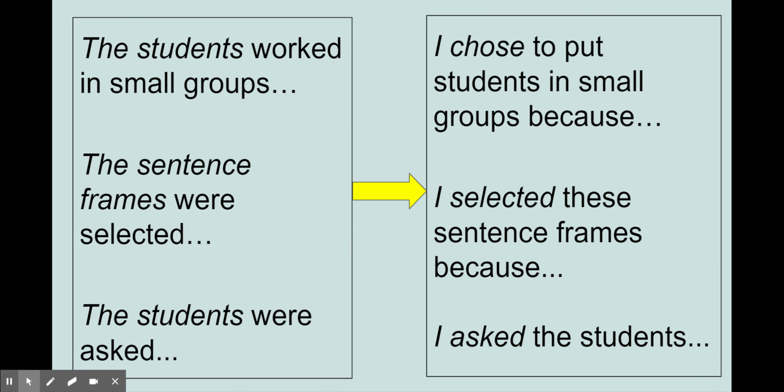Take credit for your choices by stating what you did first. As you can see in these examples, put yourself at the forefront of the action. The students get into groups because you made that choice. The students answer the questions because you asked. You make academic decisions for your students every day. Highlight them.